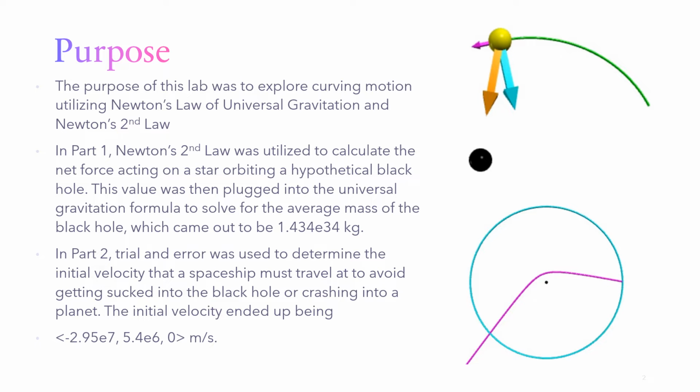The purpose of this lab was to explore curving motion utilizing Newton's law of universal gravitation and Newton's second law. In part 1, Newton's second law was utilized to calculate the net force acting on a star orbiting a hypothetical black hole. This value was then plugged into the universal gravitation formula to solve for the average mass of the black hole, which came out to be 1.43 e to the 34 kilograms.